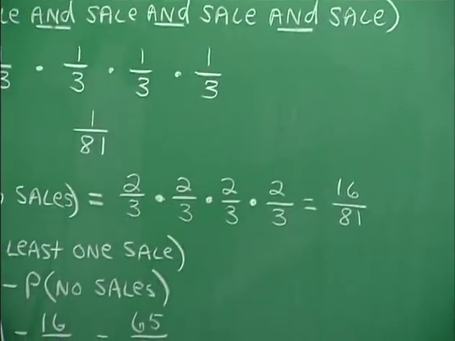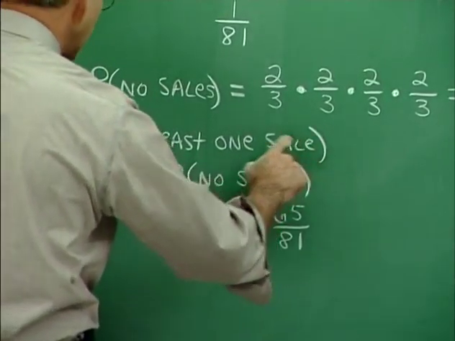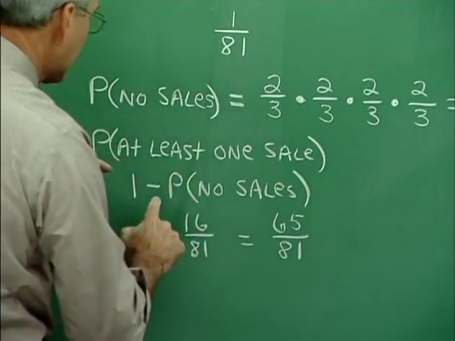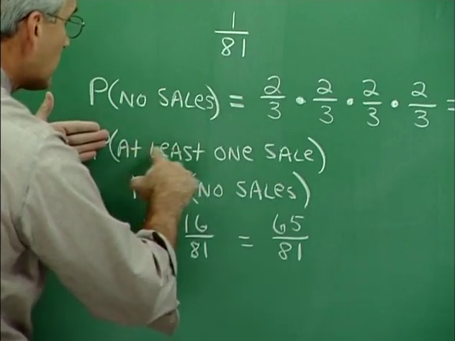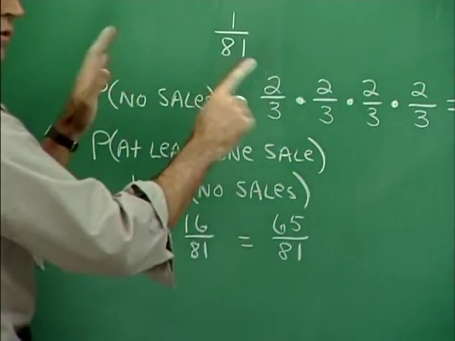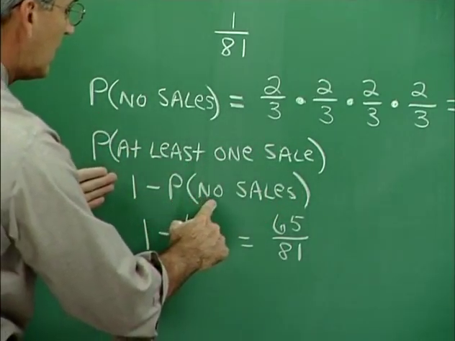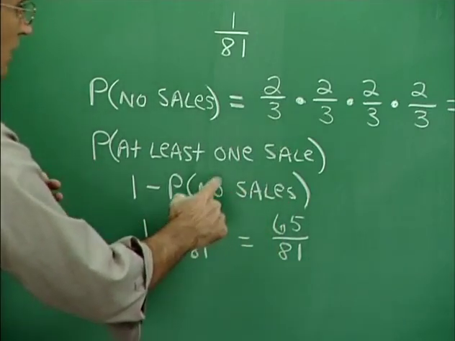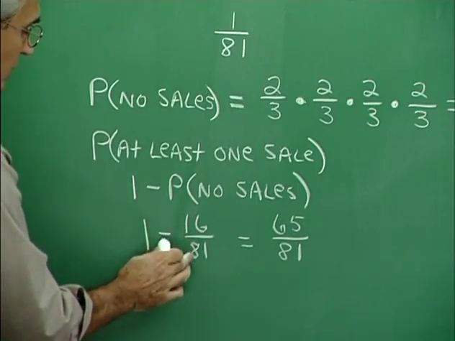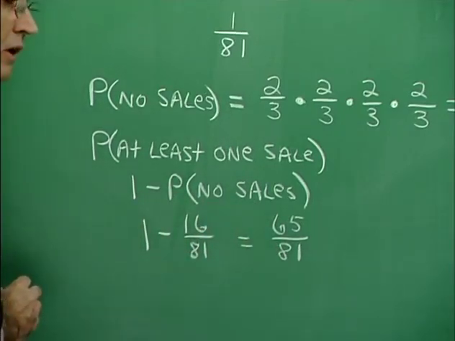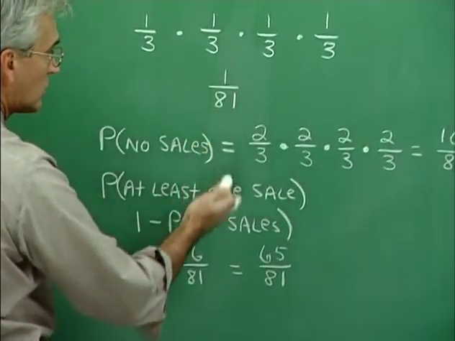Another way is to approach it using the complement. The complement of this means it is not the case that at least one sale occurs. You see, if at least one sale does not occur, then that means no sales. So it's 1 minus the probability of no sales. We just calculated the probability of no sales to be 16/81, so it's 1 minus 16/81, or 65/81. Pretty good probability then of having at least one sale in those 4 visits.